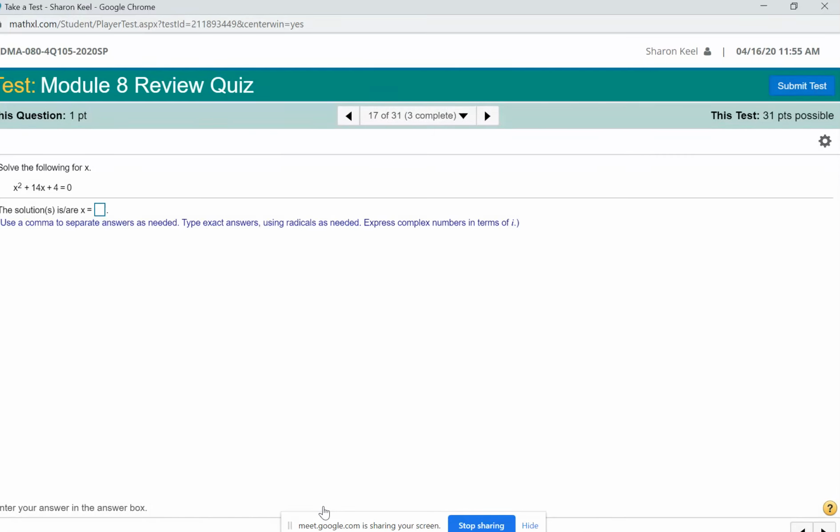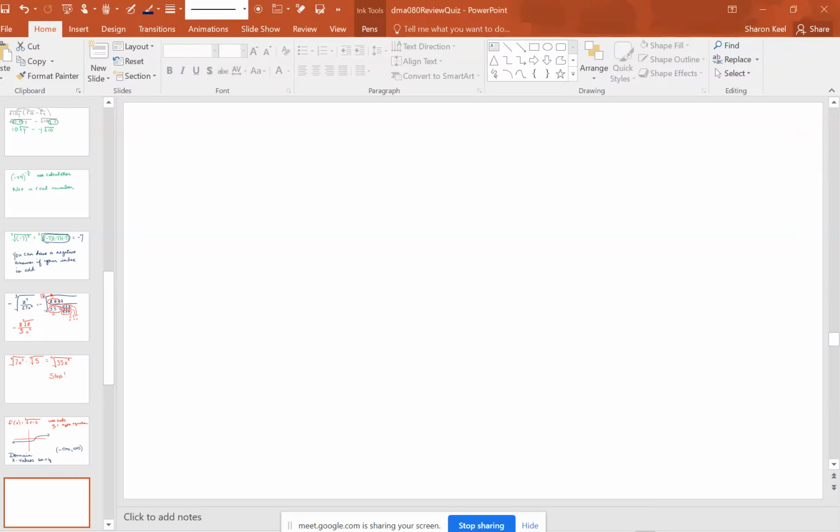Solve the following for x. X squared plus 14x plus 4 equals 0. Now, at first, you might be thinking, oh, let's factor using the calculator method. If we have 1 times 4, the only factors are either 1 and 4 or 2 times 2. Neither of those will give us a value of 14. So we can't use that most simplistic way.